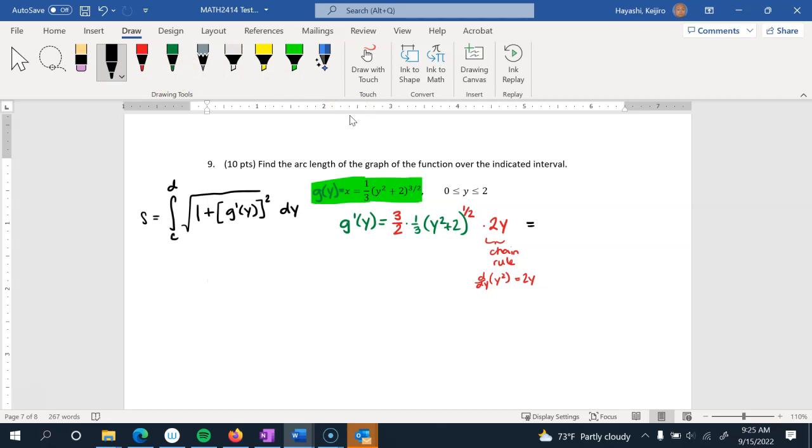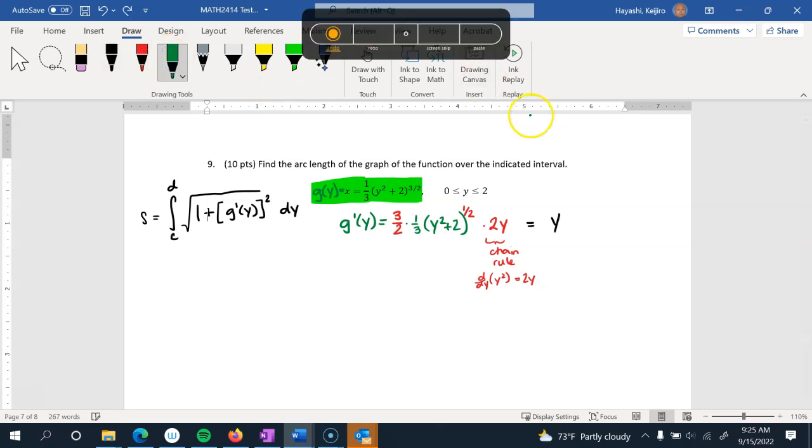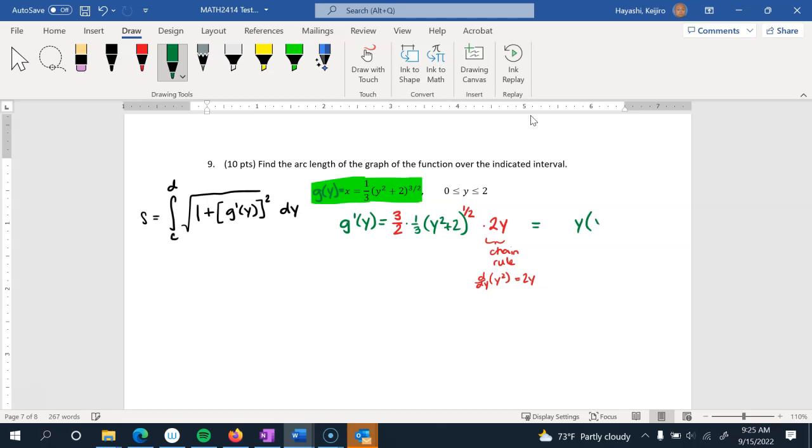So a lot of this stuff cancels out. The 3, the 3, the 2, the 2, and what you're actually left with is y. I don't know why I'm not writing this in green. What you're actually left with is simply y times y squared plus 2 to the 1/2, or y times the square root of y squared plus 2. You can actually write it however you want. So that's g prime of y.